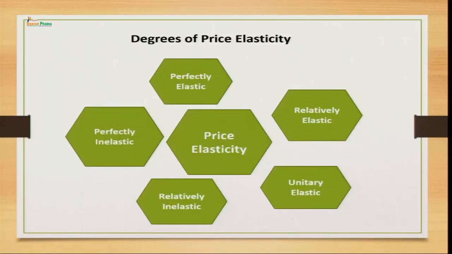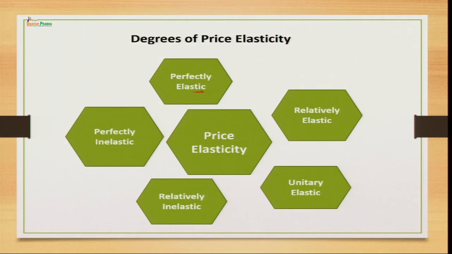Now let us look at the degrees of price elasticity, right? Price elasticities are further divided into five types because there are different types of commodities available, and these commodities have different impacts of prices. So here we have classified the degrees of price elasticities into five types: perfectly elastic demand, perfectly inelastic demand, relatively elastic, unitary elastic and relatively inelastic. So these are the five degrees of price elasticities. Depending upon the nature of the commodity, we have different impact of prices on the quantity demanded.